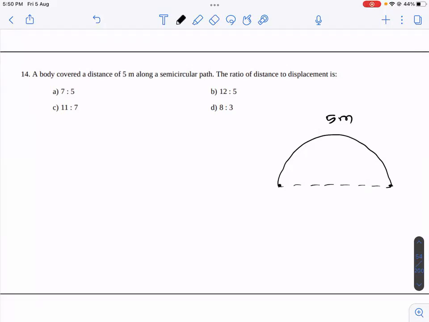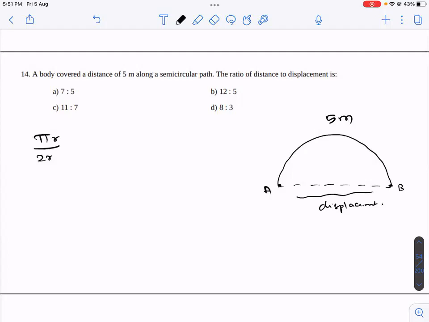We should find the length of the arc, sir. Yes. What is the length of the arc? Length of the arc is 5 meters, sir. Length of the arc is pi r. Is that right? Because it is half of the circumference of the circle. Yes, sir. Pi r divided by 2r. Why 2r? Because when you go from A to B, this is the displacement. Am I right?